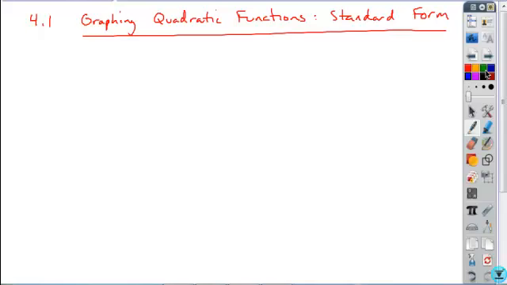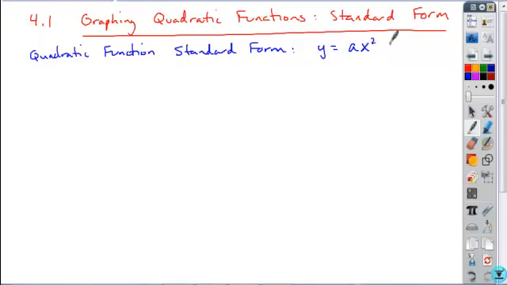Okay, so let's set the stage here just really quickly, talk about what a quadratic is. A quadratic equation or quadratic function has the following standard form. A quadratic means that it's going to be a highest power of 2 for your variable, for your x. And so the standard form looks like this: y is equal to ax squared plus bx plus c.